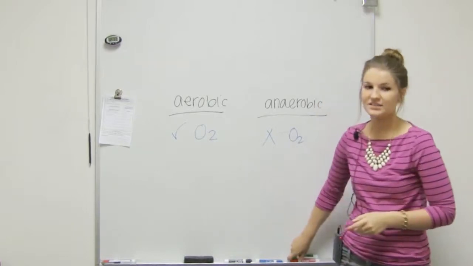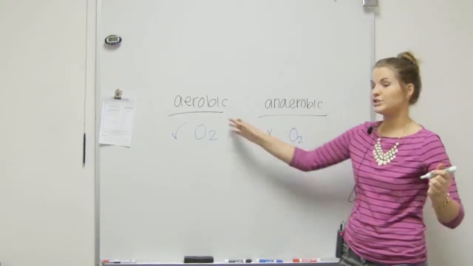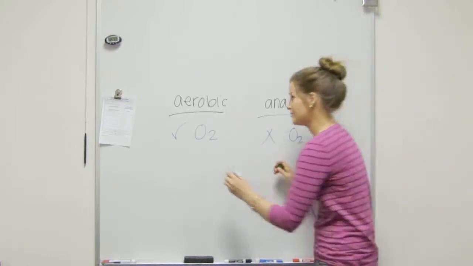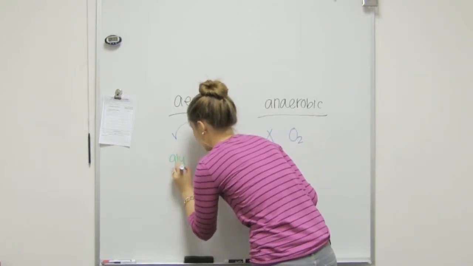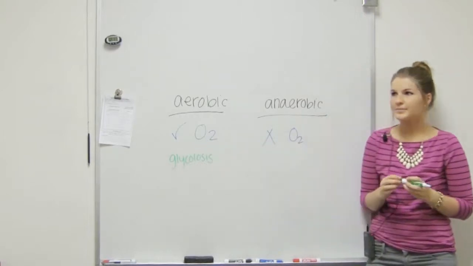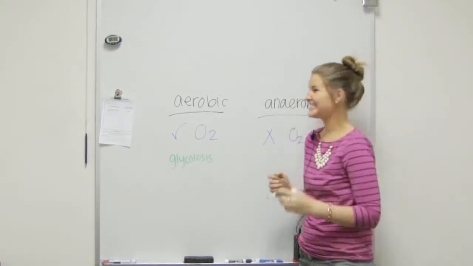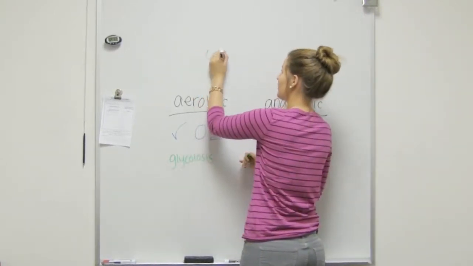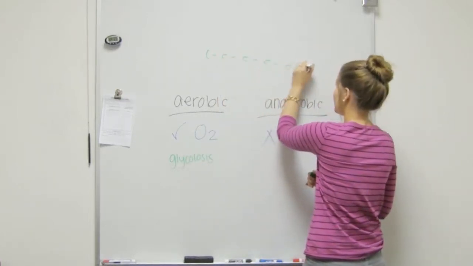Both of these processes, no matter which one you're doing, we're going to start with glycolysis. Can you start with glycogen as well? Let me show you. With glycolysis, we're going to start with our 6-carbon molecule called glucose.